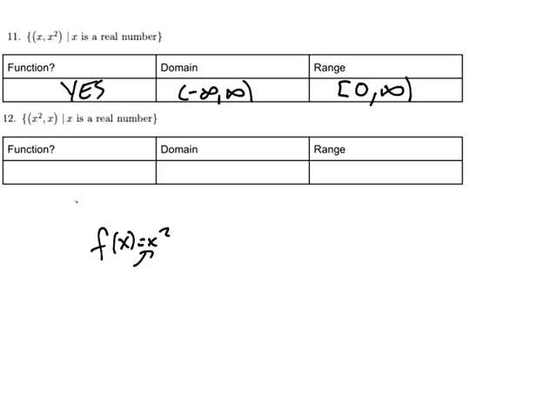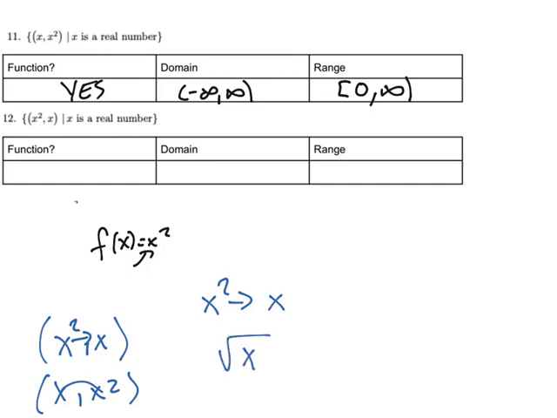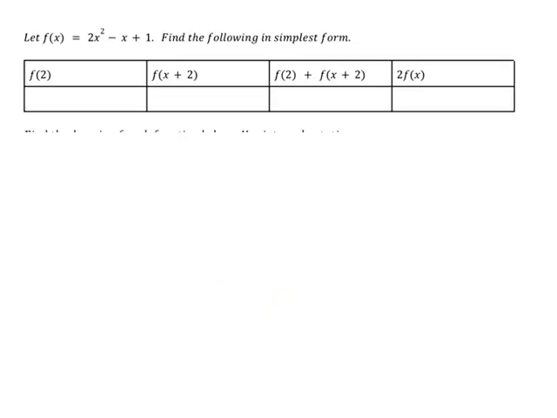Now this other one has (x squared, x). It was fine when it was (x, x squared) because I took a value and squared it. But here, to go from x squared to x, I have to take the square root of x squared, which gives me plus or minus x. So no, this one is not a function because I'll have two outputs.